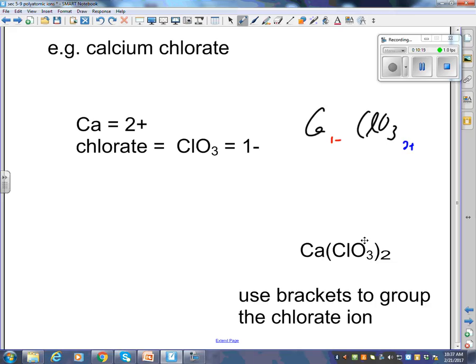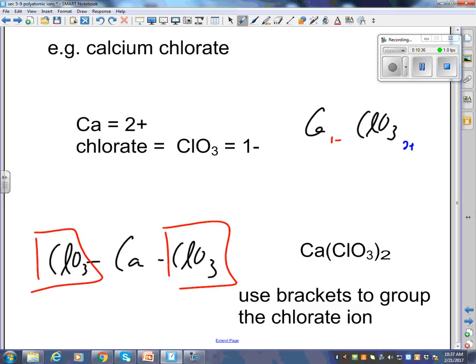In fact, I think you should draw this. Can we go Ca, and we're just going to put some dashes, then ClO3 and ClO3. Can we just show that so that you can see? I want you to get that visual that there's 2 ClO3s. Remember, they're like a gang. They hang together. Got to keep an eye on those polyatomic gangs.